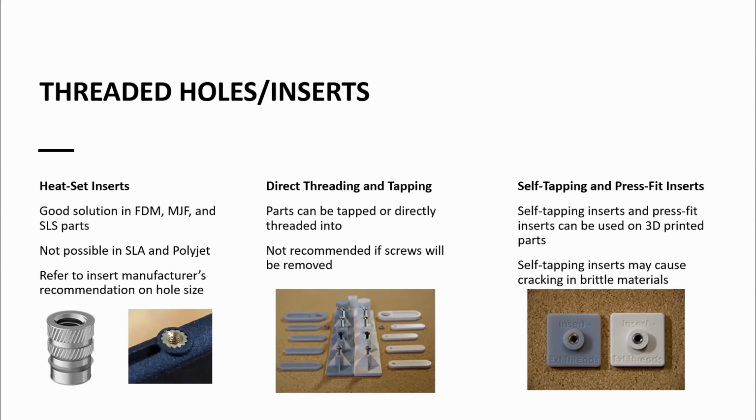Typically, heat set inserts are the best choice because they are difficult to remove from the part. They can take a much higher tensile load. However, heat set inserts are only able to be used in FDM, MJF, and SLS parts, because only thermoplastics can accept that heat set insert. Therefore, it's not possible to use heat set inserts in SLA and Polyjet parts.